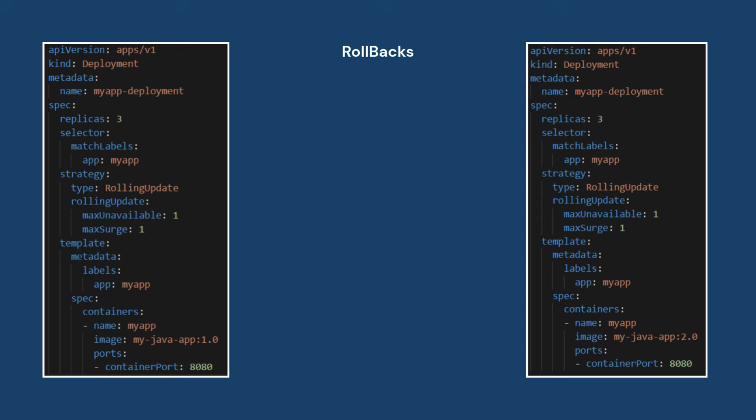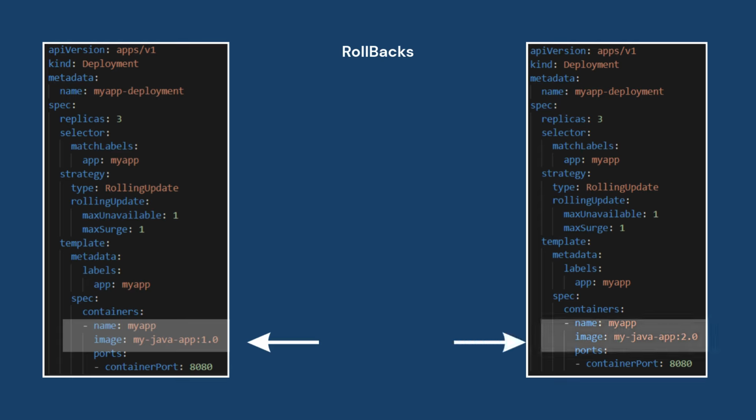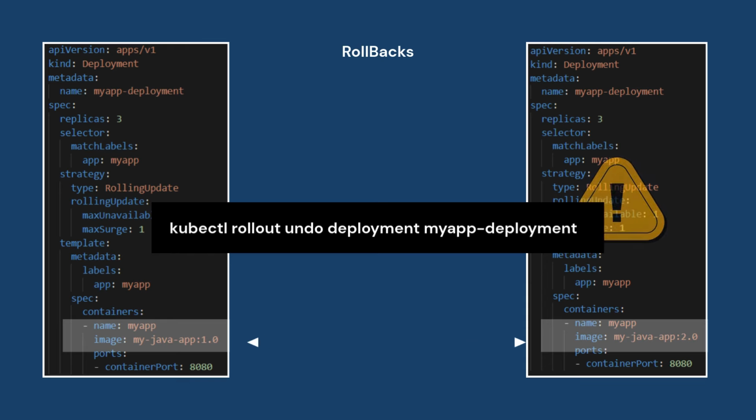Now let's connect this to our deployment YAML. Suppose earlier we deployed our application with version 1.0. Then we updated the image to version 2.0 for a new rollout. If the update fails, the kubectl rollout undo command will simply roll us back to the earlier image my-java-app:1.0. No need to edit the YAML manually. No need to panic. Kubernetes handles it for you.